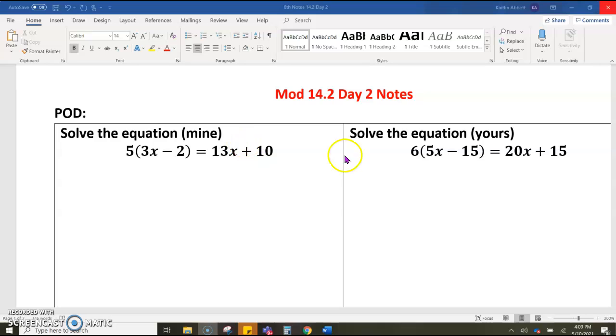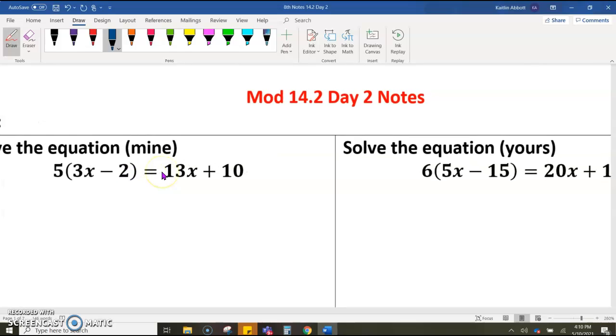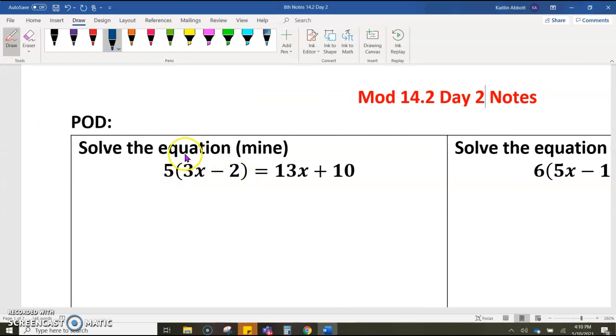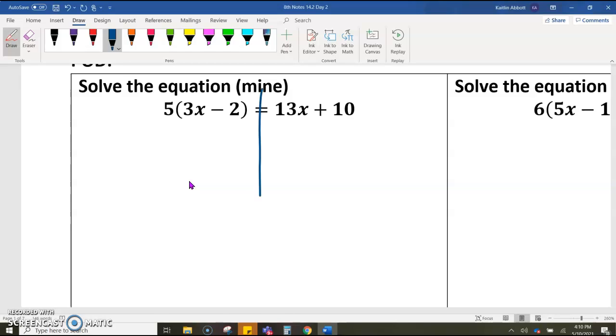So here is your problem of the day. It is just like what we just did the last class. So let me get to the draw feature. All right, so again, we have parentheses on this left side and we need to solve them before we solve for x. So we need to distribute this 5.